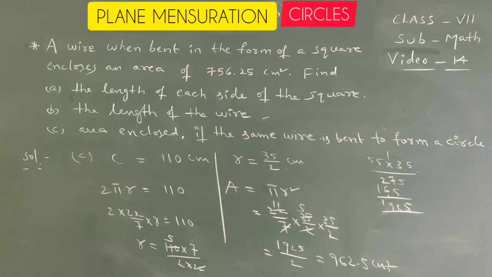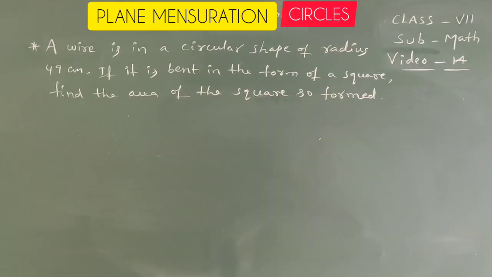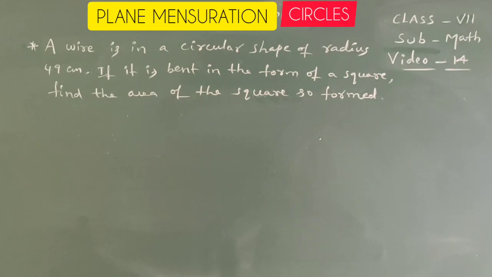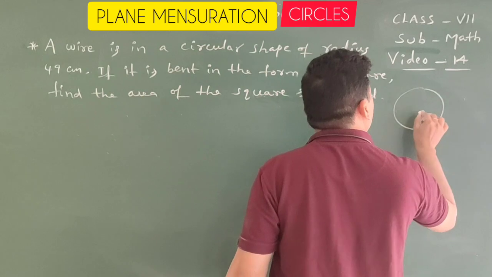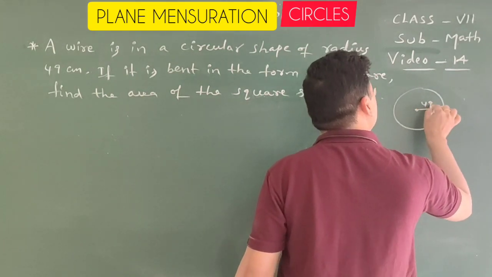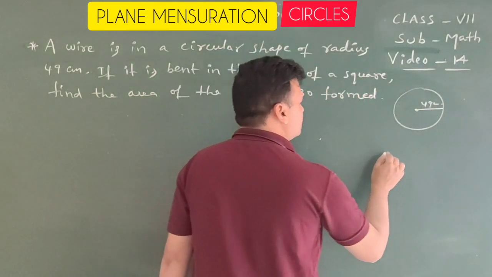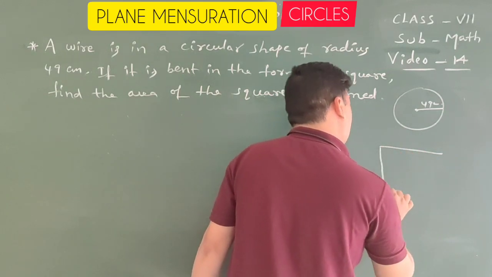Next. Converse of the above problem. A wire is in a circular shape of radius 49 centimeters. It is bent in the form of a square. Find the area of the square so formed. Now the wire is in the shape of a circle of radius 49. Now we need to convert it in the form of a square.